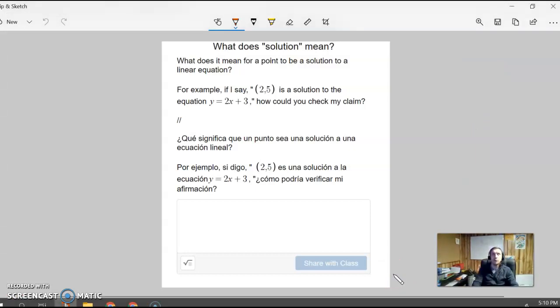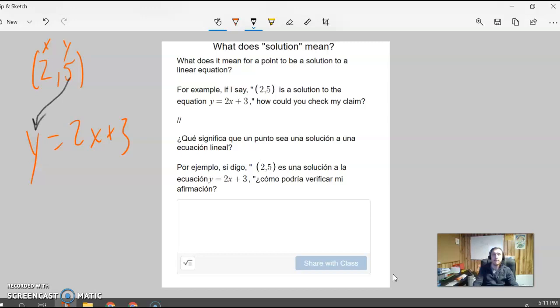We have this point (2, 5). This is an x value, this is a y value. So if y equals 2x plus 3, we're going to take the 5, insert it for y, and the 2, and insert it for x. So let's see if that works. If this is 5 equals 2 times my x value, which we said was 2, is this true? Try it out.